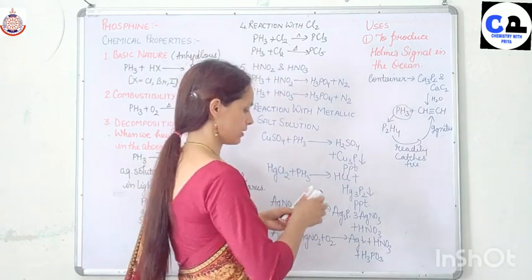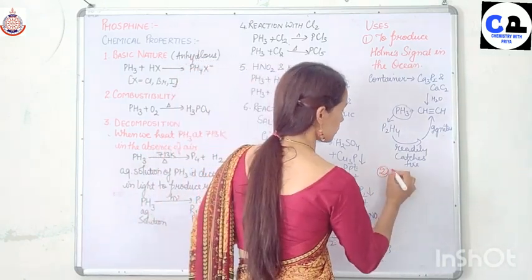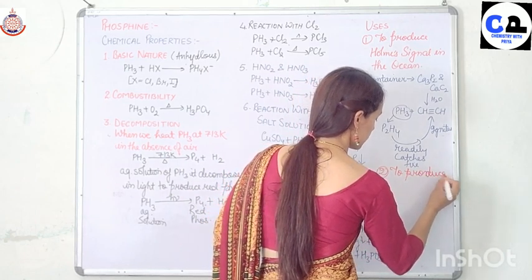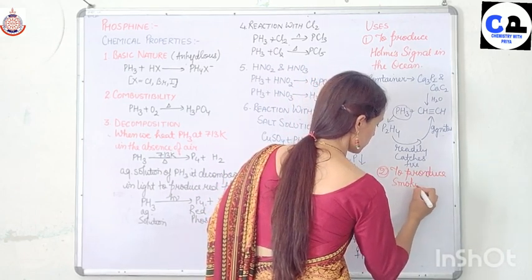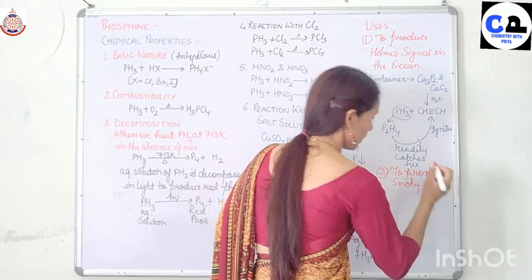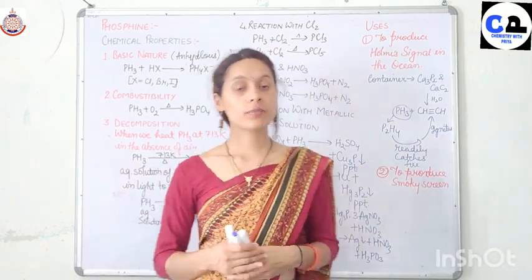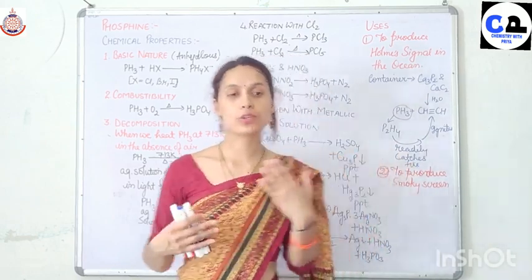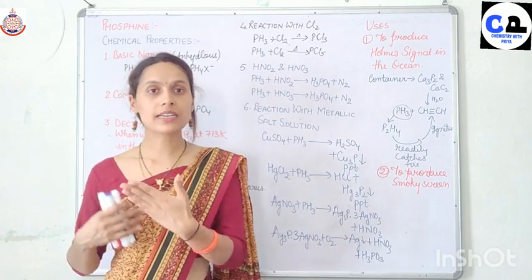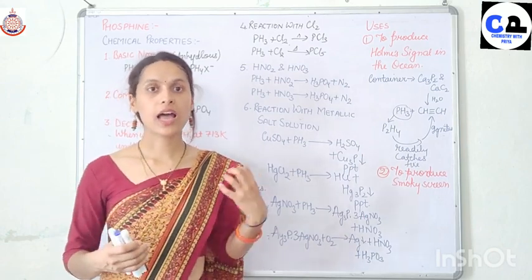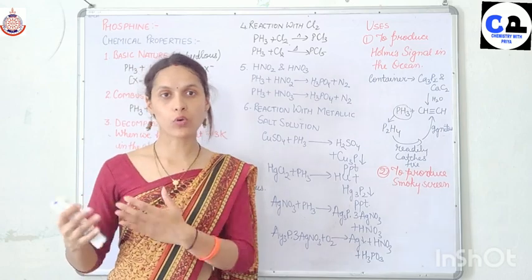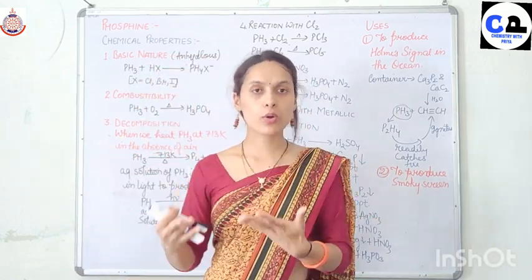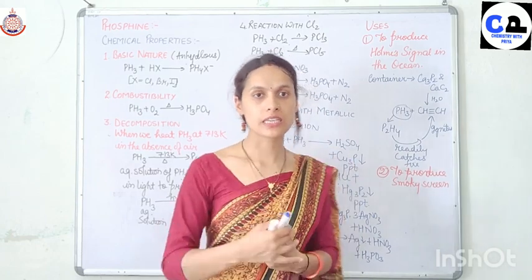Now, what is the second use? To produce a smoky screen. What do we mean by smoky screen? If I want to produce the smoky screen, the shells containing Ca3P2 are exploded with the warships. Means the shells which contain Ca3P2 are exploded along with the warships.